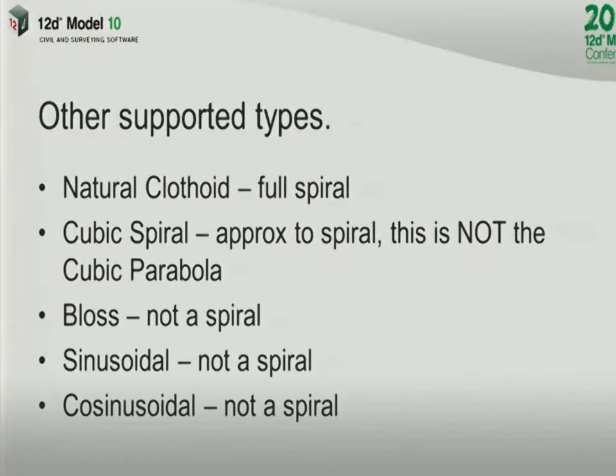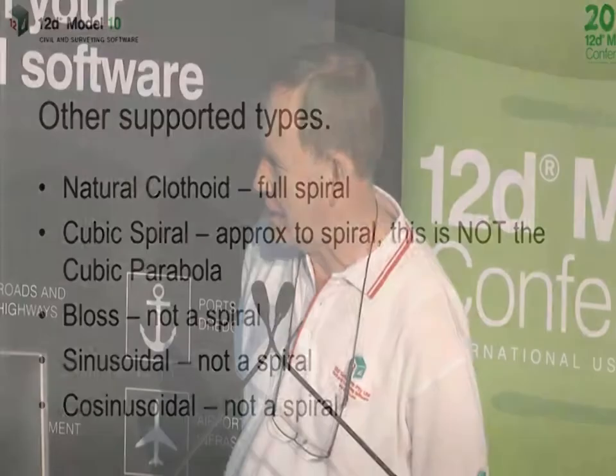Elsewhere in 12D, we also support the natural clothoid, as we call it. That's the one that you see just spins into infinity. It is the only true spiral. There's the cubic spiral, which is an old surveying funny guy. It's in there, but again, it's not a cubic parabola. We have the Bloss curve, which is used in Europe and Germany especially, in conjunction with the clothoid in the same alignment, depending on the radii and the curves and speeds. And those other two funny old sinusoidal, cosinusoidal, we just have them in there.